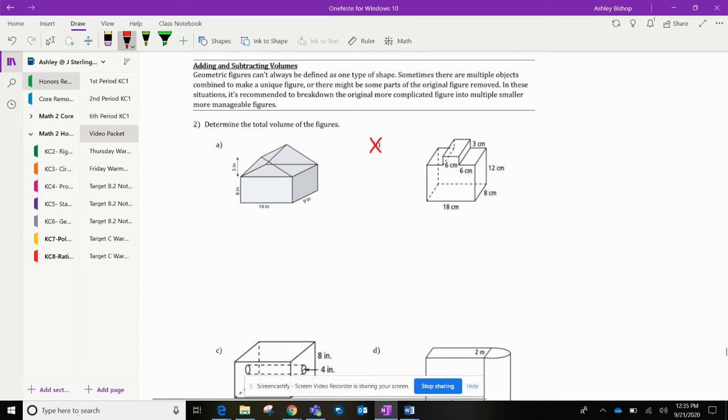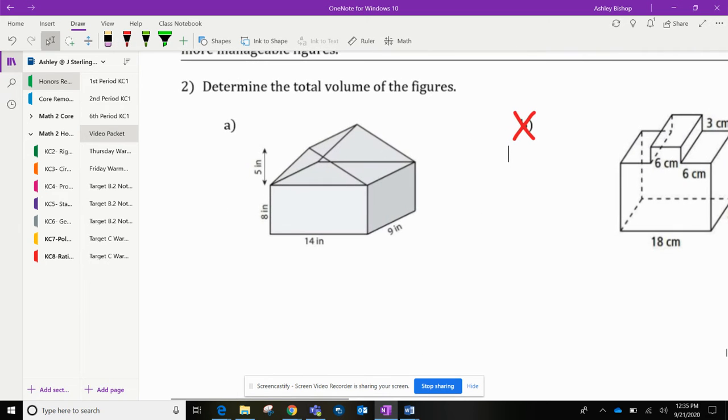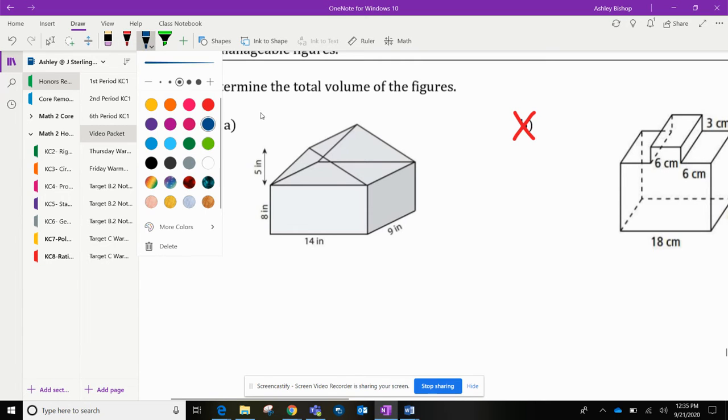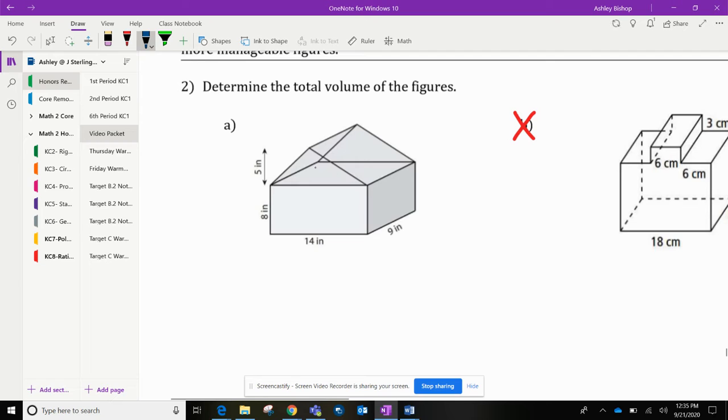But we're going to be taking geometric figures and breaking them down into figures that we have already talked about in the last week. So this kind of looks like a house, but I hope you agree with me that I don't really have a formula in my cheat sheet for the volume of a house. So we're going to be taking these unfamiliar figures and breaking them down into figures that are familiar to us.